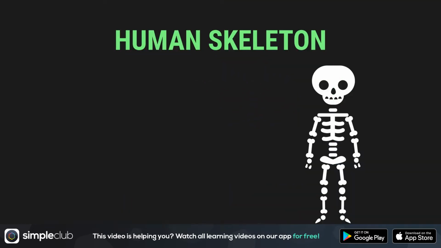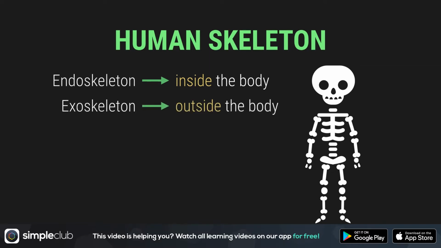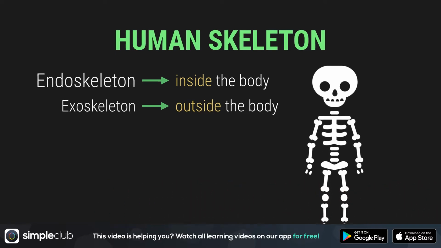The human skeleton is an endoskeleton. That means it's inside the body. The opposite of this is an exoskeleton. This one is outside the body, like the one a crab has. The advantage of our endoskeleton is that it can grow with us.